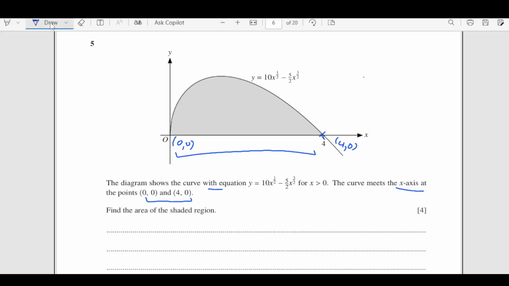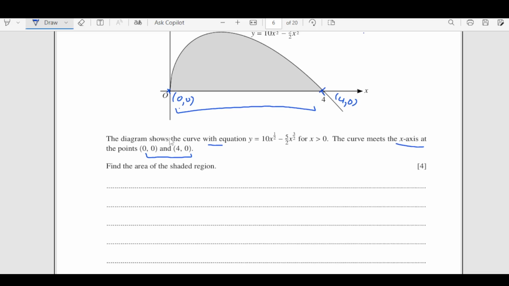Question number 5: this diagram shows the curve of the equation. This is y, and the curve meets the x axis at points 0 and 4. So this point O is (0, 0) and this one is (4, 0), right. These are the coordinates, and we are looking for the area of the shaded region. The area of the shaded region is the area under this curve from limit 0 to 4 along the x axis. So we are going to find the area by integrating the curve.